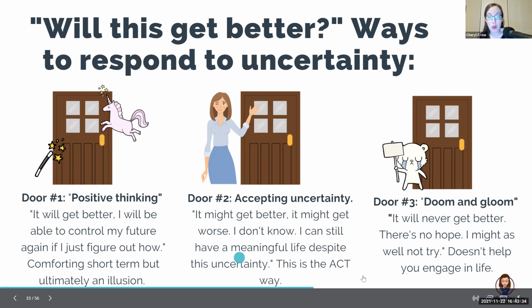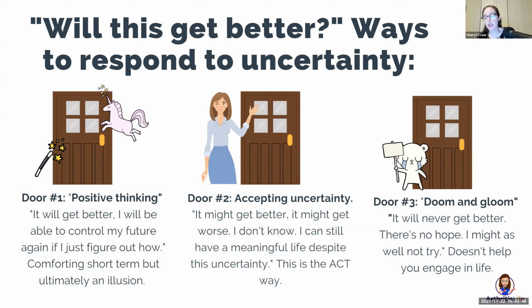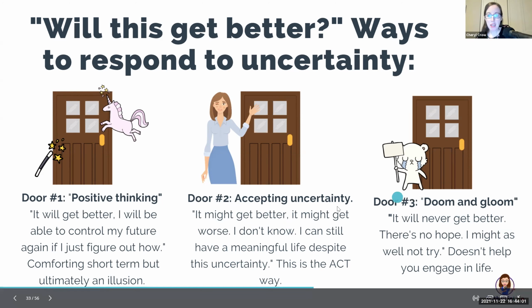That's a certainty. So the only thing that has really helped me, the acceptance and commitment therapy way, is accepting the uncertainty. Acceptance in ACT means taking what's offered. It doesn't mean liking it. It doesn't mean that you have to be happy about it or at peace with it. It literally just means acknowledging your current reality and your current circumstances. What's helped me a lot is just saying it might get better, might get worse, I don't know. And I can still have a meaningful life despite this uncertainty.